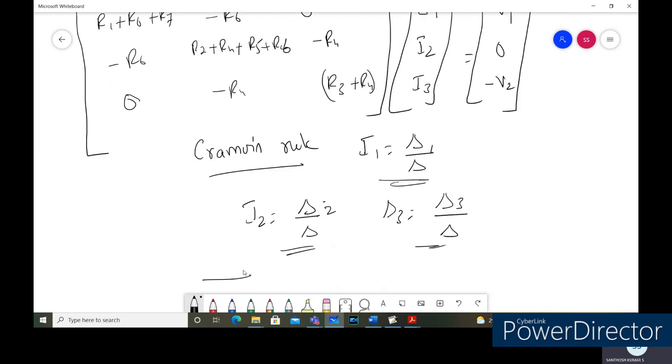So this is how we can apply Kirchhoff's voltage law and mesh analysis to find the mesh currents in the circuit diagram. In the next session, we'll look into problems.